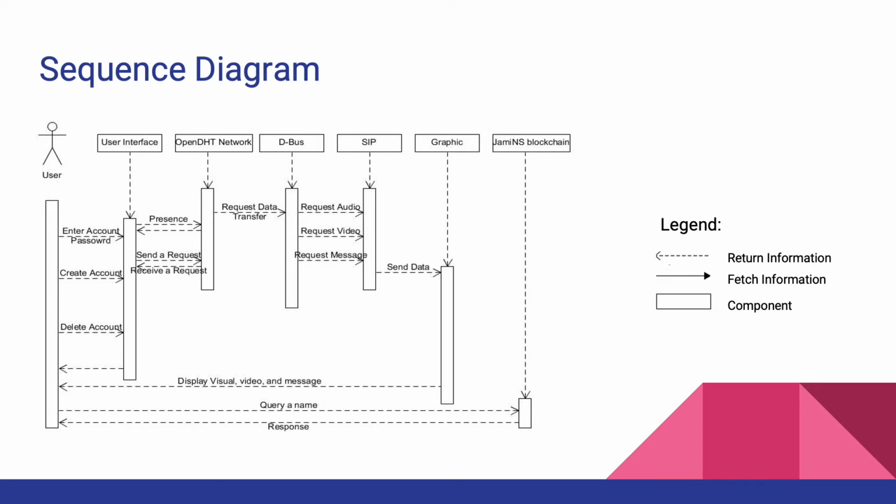The sequence diagram is pretty self-evident. You can see clearly how the system works and how the components interact with each other when the user attempts to do something with their account.